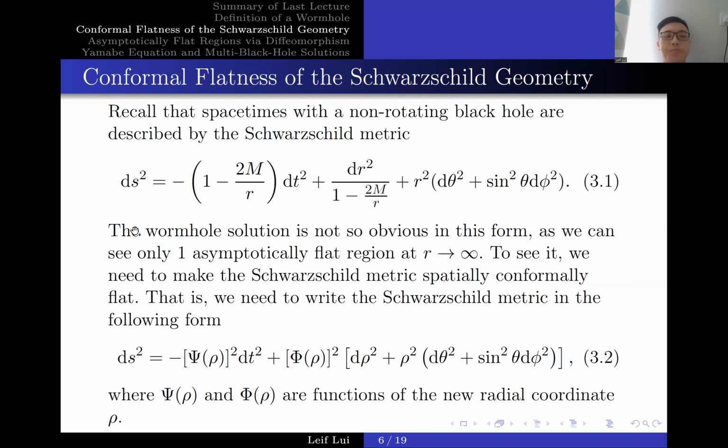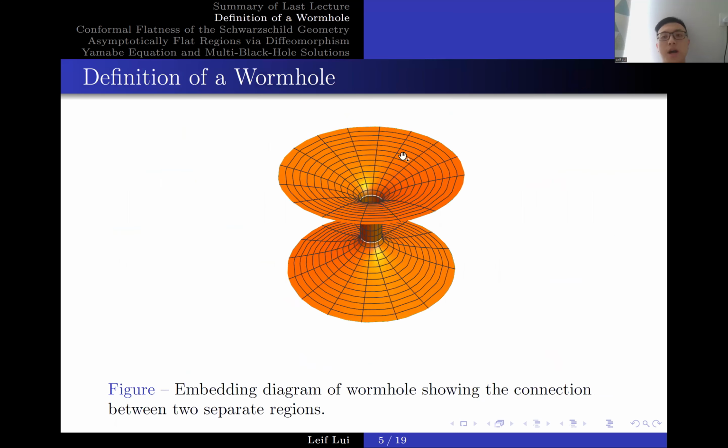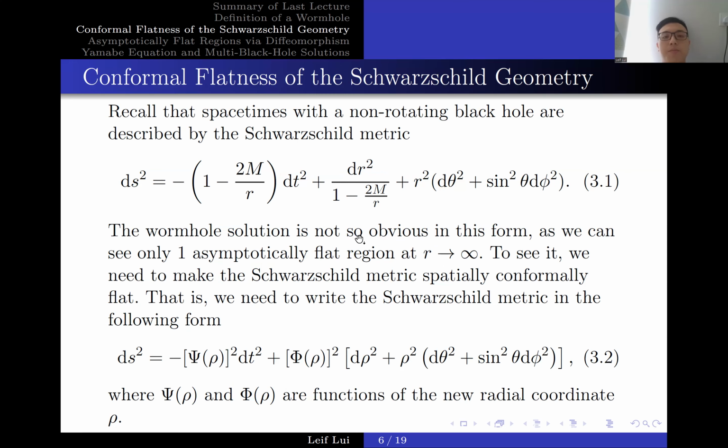So the wormhole solution, in this form, is not so obvious. Look at the previous diagram: there are two asymptotically flat regions, one up here and one down here. But in this equation, we can only see one, namely as we set r to infinity. But the whole point of relativity is that we can always make coordinate transformations.